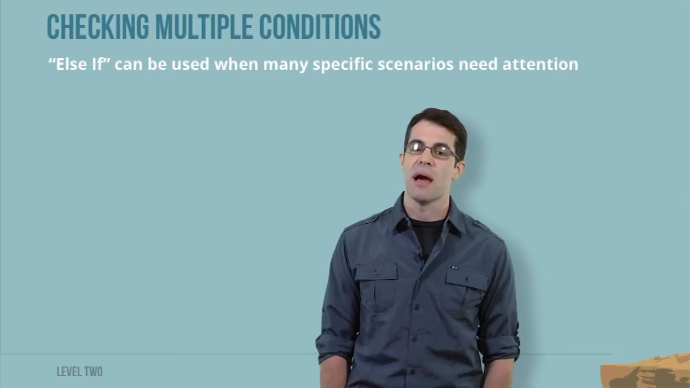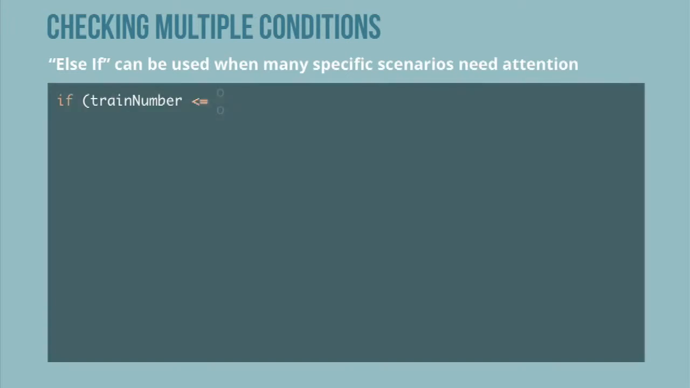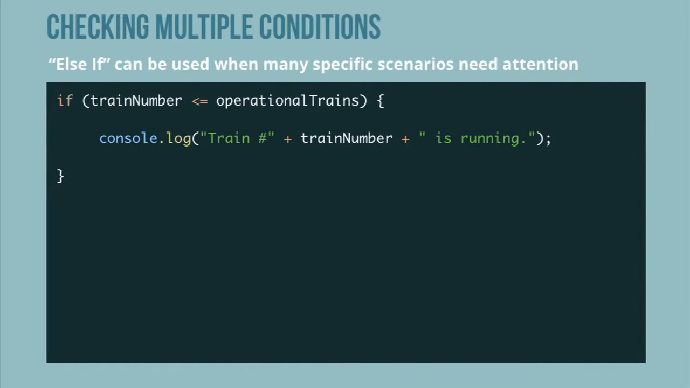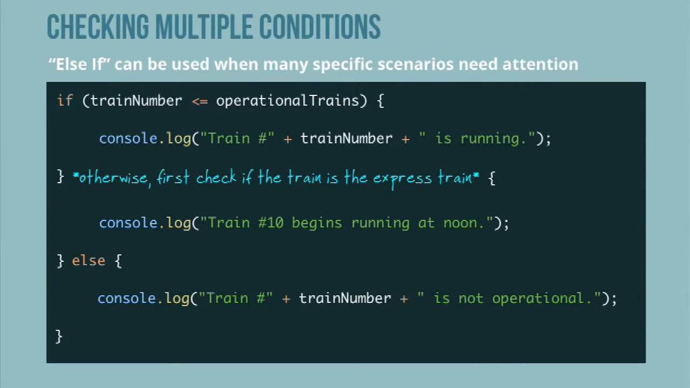So let's take a look at how we might apply the else if block to our special train situation. Here we have our normal, if the train number is less than or equal to the operational trains, let's just go ahead and print that that train is running. But now we need to check something specific. Otherwise, first check if the train is the express train. Then we want to print that train number 10 begins running at noon because it has its own special message. Otherwise, we know it is neither a running train nor an express train, and so it is a not operational train.